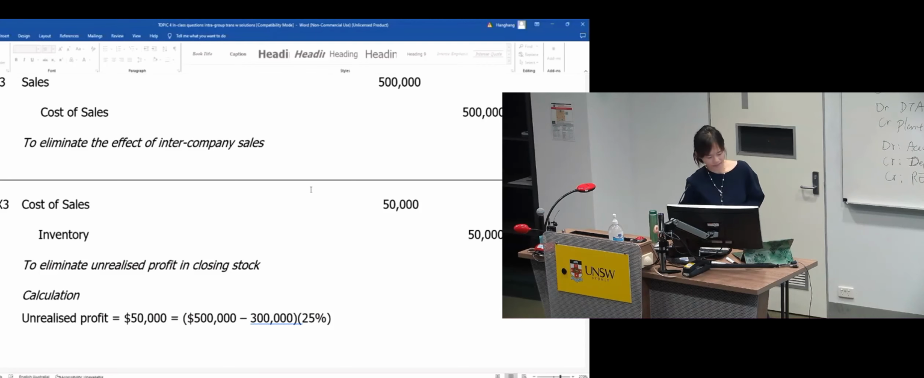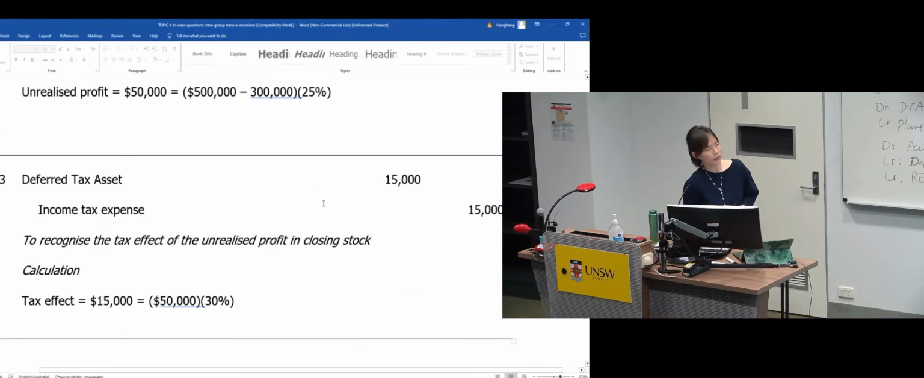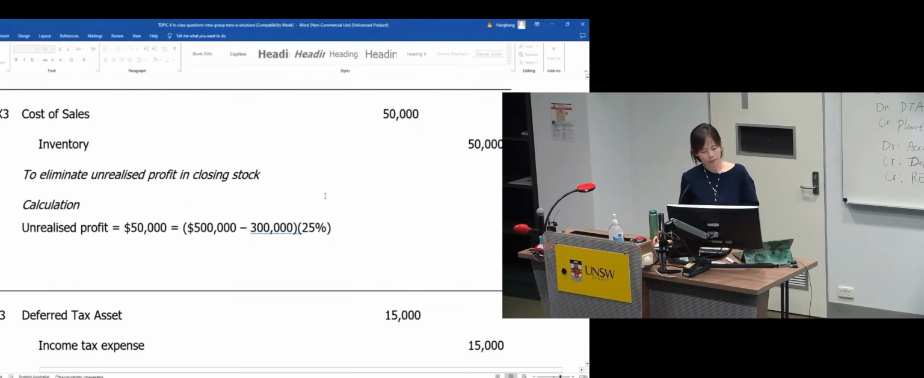Anything else? Tax, don't forget tax. You can see profit of 50,000 is eliminated, so profit decreases, tax decreases. Our income tax expense should reduce by 15,000. And on the debit side, we recognize DTA, because your carrying amount adjustment of the inventory is down by 50,000, creating deductible temporary differences. So this is our worksheet adjusting entry for the current year intragroup transferred inventory.